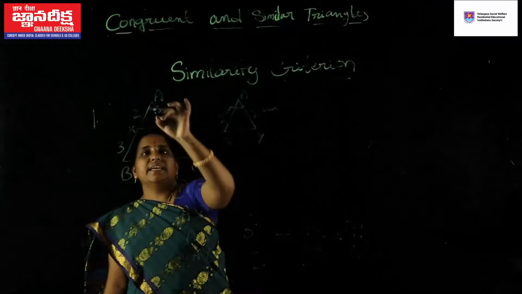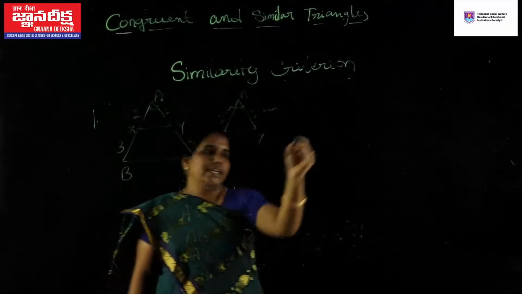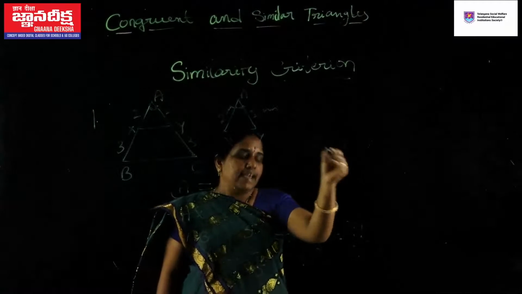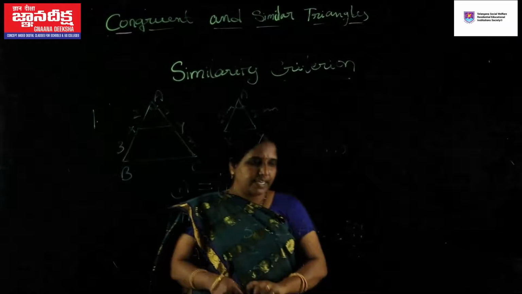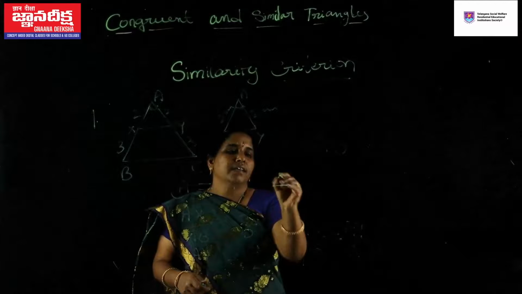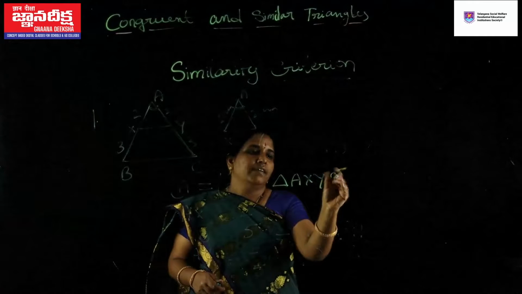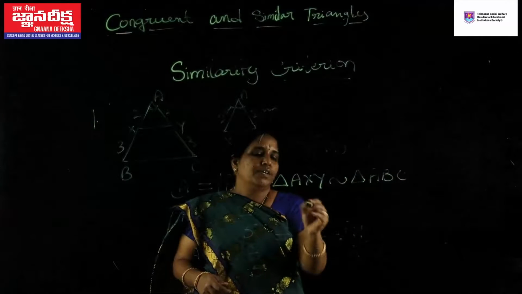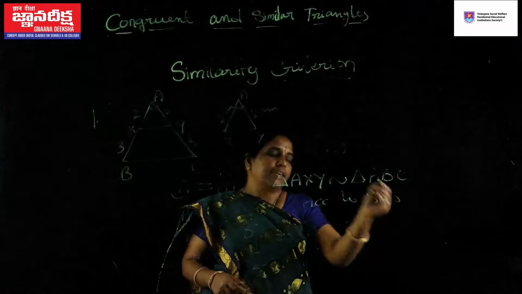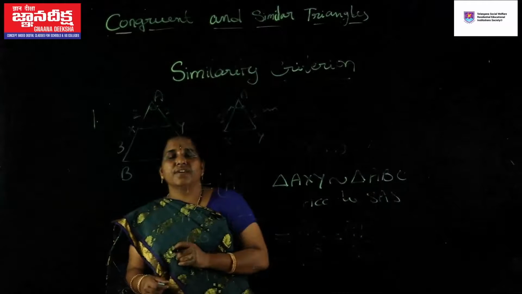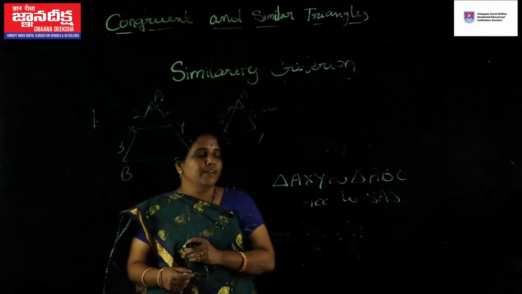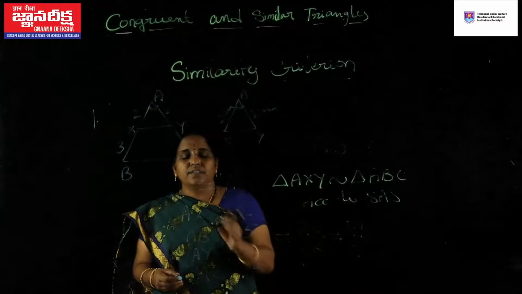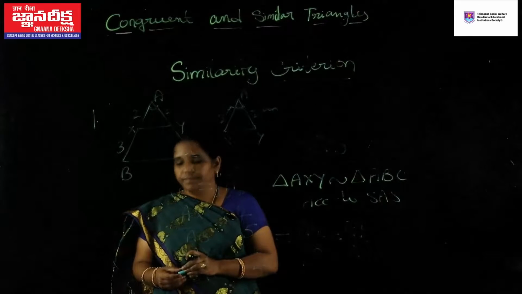So two sides and the included angle means which property? Which criterion? SAS. We can use the SAS criterion and say that triangle AXY is similar to triangle ABC according to the SAS criterion. So this is how we can check when two triangles are given whether they are similar to each other or not. So by using the criterion we can solve the problem in short.